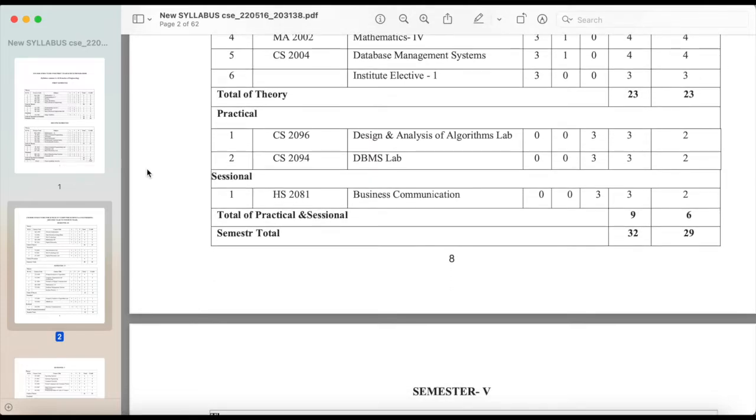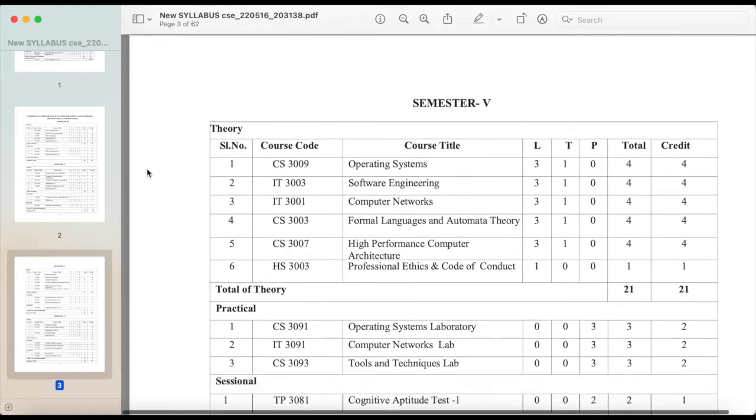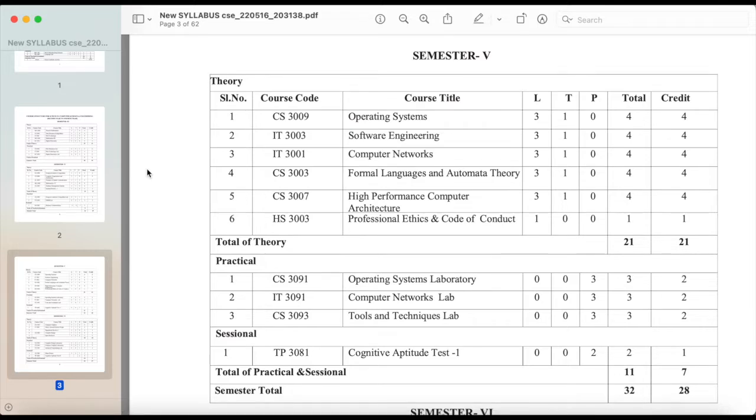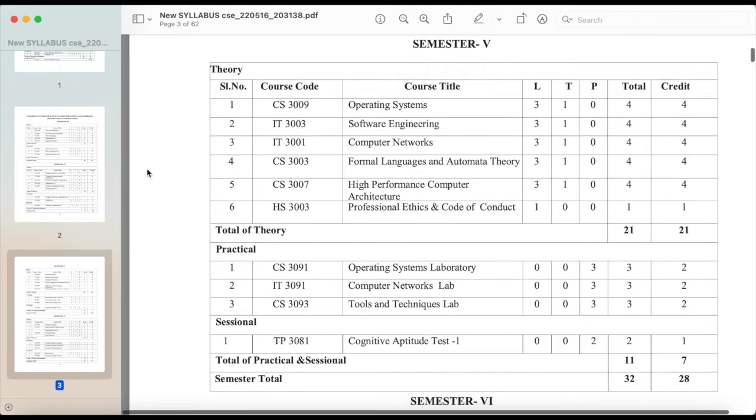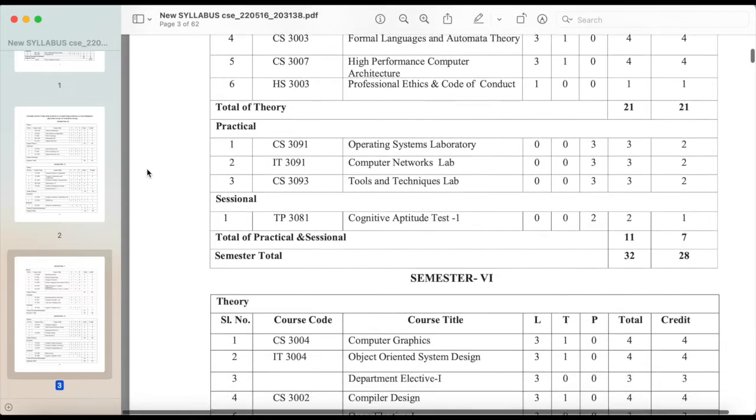5, now come third year fifth semester. Theory: Operating Systems, Software Engineering, Computer Networks, Formal Languages and Automata Theory, High Performance Computer Architecture, Professional Ethics and Code of Conduct. Practical: Operating Systems Laboratory, Computer Networks Lab, Tools and Techniques Lab.